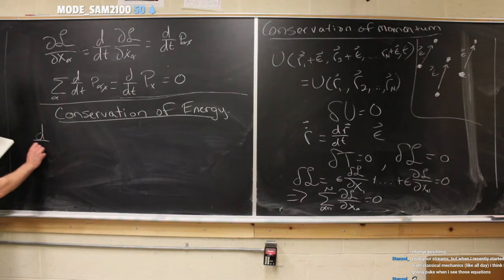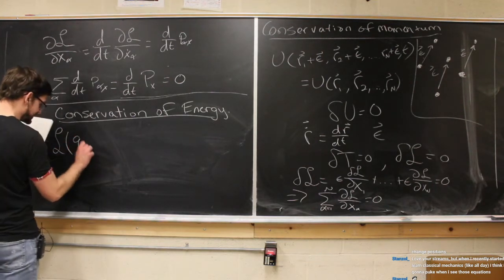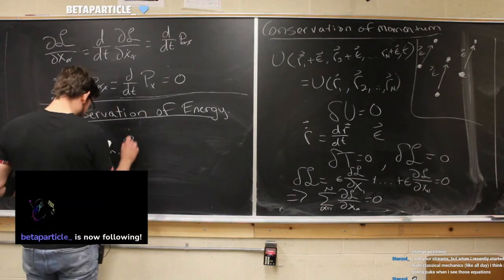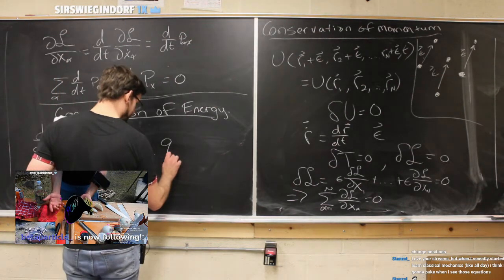So if we have some derivative of a Lagrangian, we're going to talk about all of the generalized coordinates for the Lagrangian. So some q1 to qn, we're dealing with little n particles, and q dot 1 to q dot n.